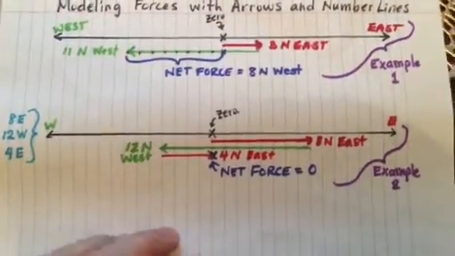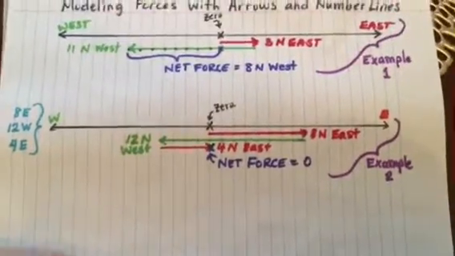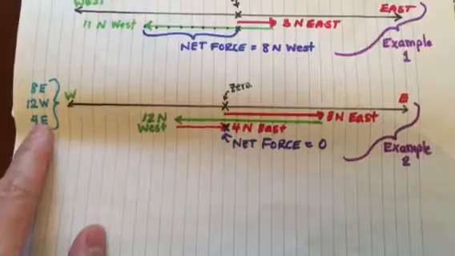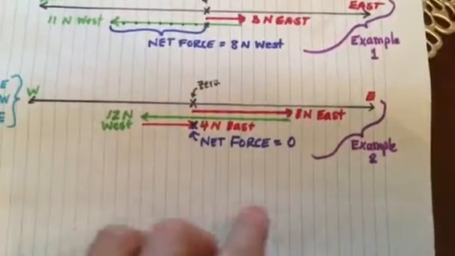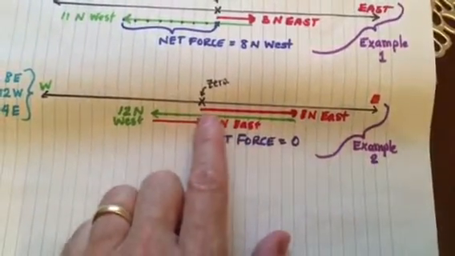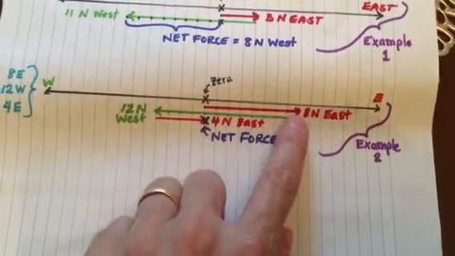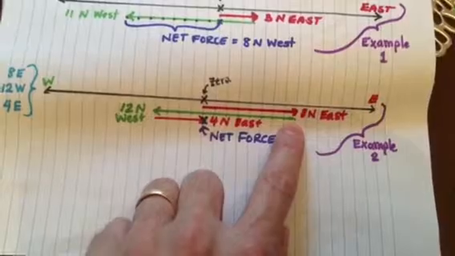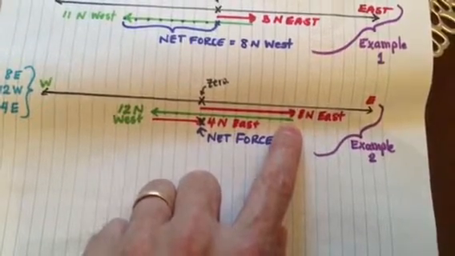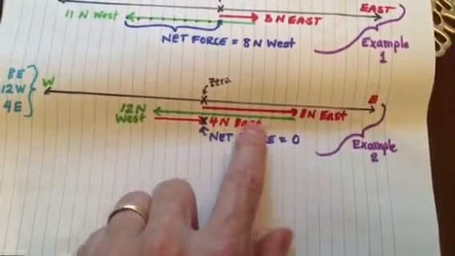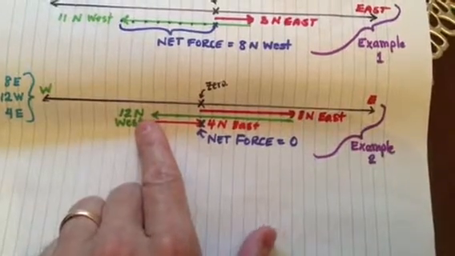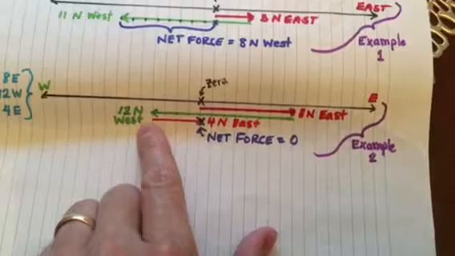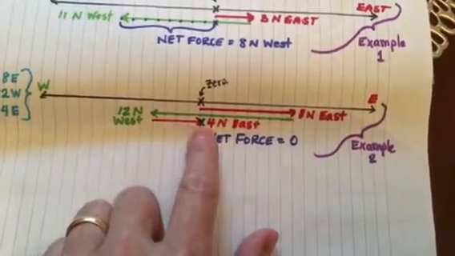In the second example that I have shown here, you have 3 forces: 8 newtons to the east, 12 newtons to the west, and 4 newtons to the east. And so I've drawn those. You start at 0 with your first one and go 8 newtons to the east on the number line. Then you start at the finish of that arrow, and you turn around and go back 12 newtons to the west, and then you start at the end of that arrow and you go back again to the east 4 newtons.